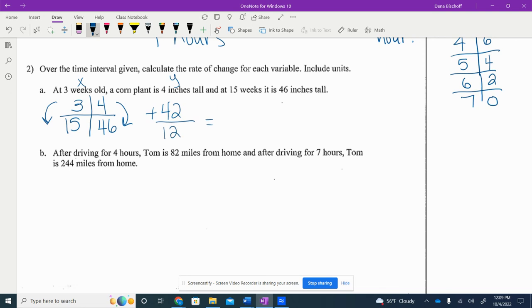So how can I simplify this as much as possible? Let's see, if I divide by 3, I think I get 14 over 4. If I divide by 2, I get 7 over 2. If I divide by 2 again, I get 3.5 over 1. Did you get that when you did it originally on your calculator, Aiden? Okay. So this means that it's growing 3.5 inches per week, or for every 1 week.